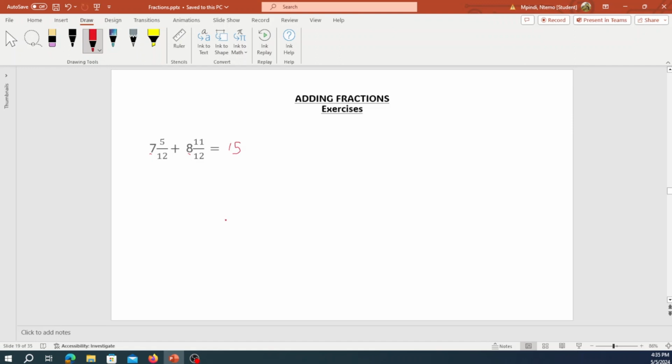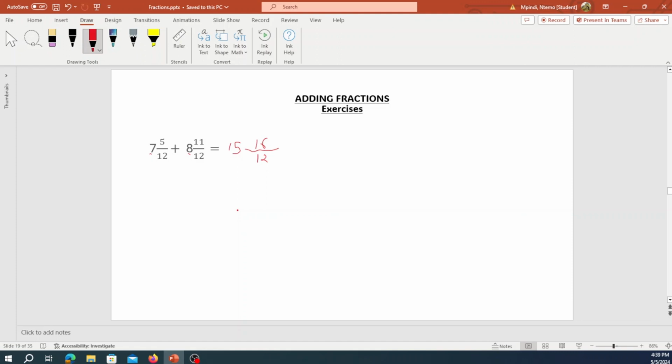Okay. Now we're not done yet. The bottom is the same bottom, so we're just going to leave the bottom the way it is. We're going to leave it at 12. Now the top one, 5 plus 11 equals 16.